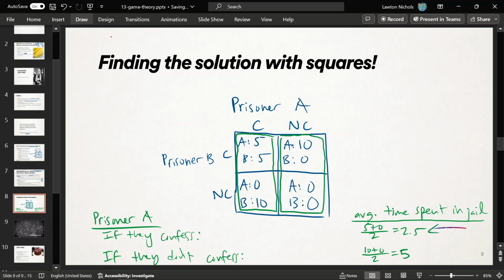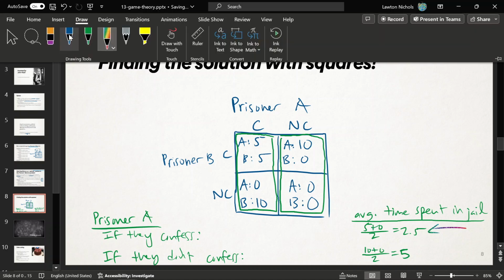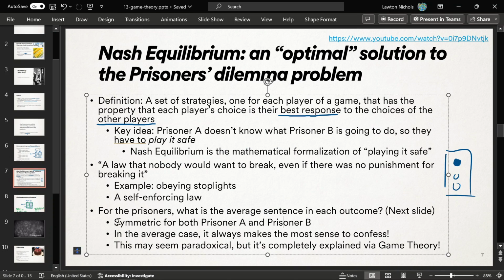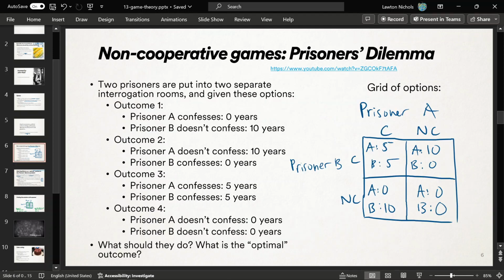On average, they're spending less time in jail. That's the Nash equilibrium. Confess. And this is the same if you do it from prisoner B's perspective. So actually, in the average case, it always makes more sense to confess. And so this is going to be the case. This is what they both gravitate towards. They're both going to confess. Both prisoners should confess. It's best for them.